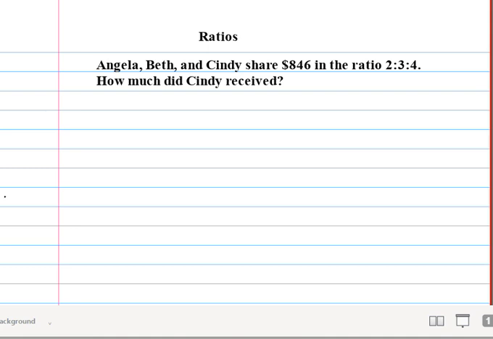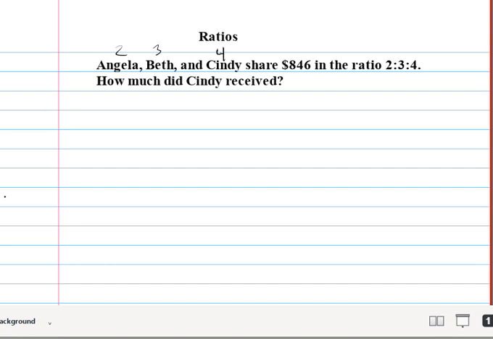So we know that 2 represents Angela. We know that 3 represents Beth. We know that 4 represents Cindy because of the order this comes in, right? Angela comes first, and the 2 comes first. So that represents Angela, Beth, and this is Cindy of the 4, right?